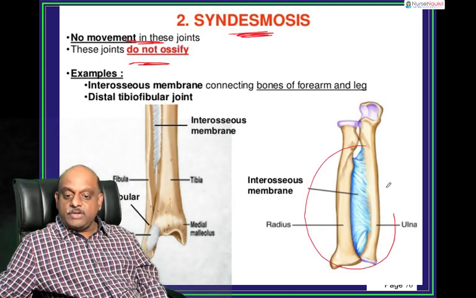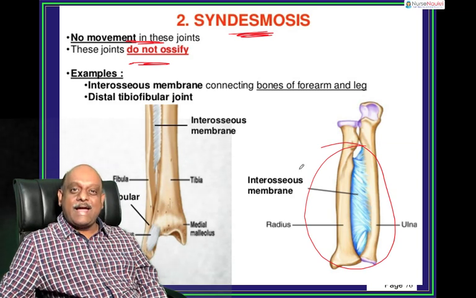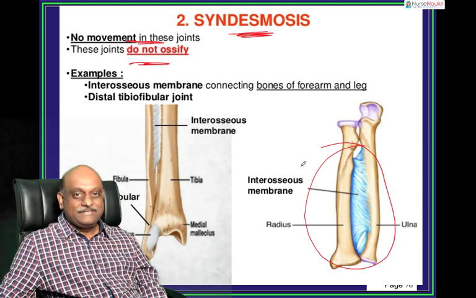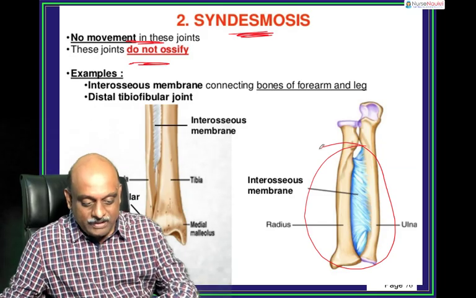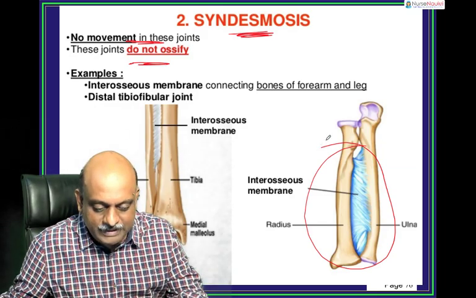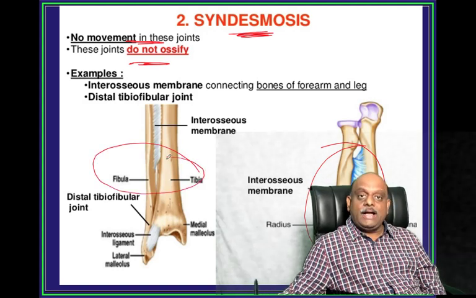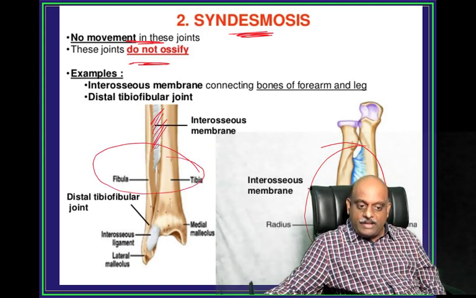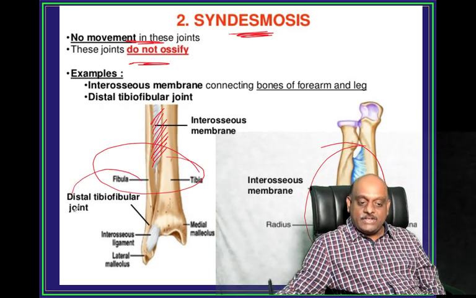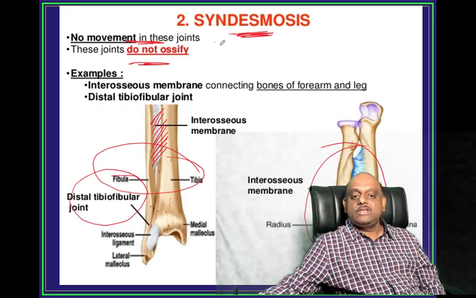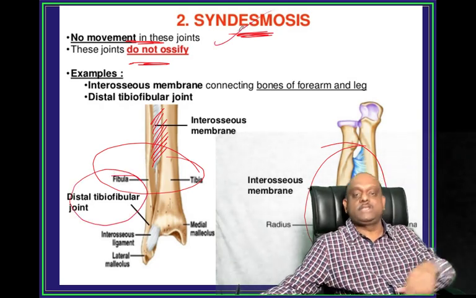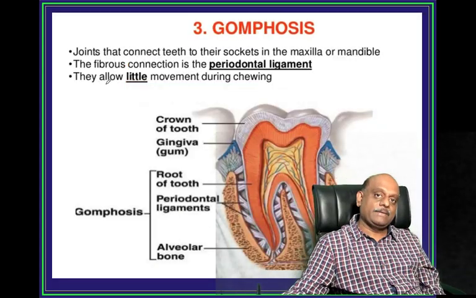interosseous membrane that you have between radius and ulna, right? Upper limb. Similarly, between the tibia and fibula, the interosseous membrane that you have in the distal tibiofibular joint is also an example of syndesmosis, is what you need to remember.